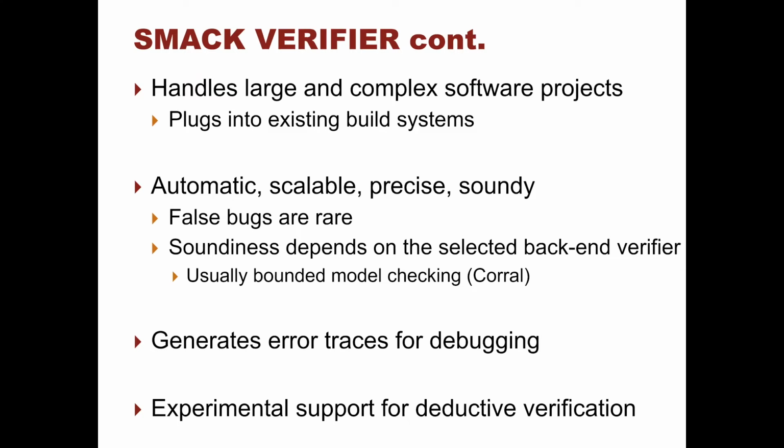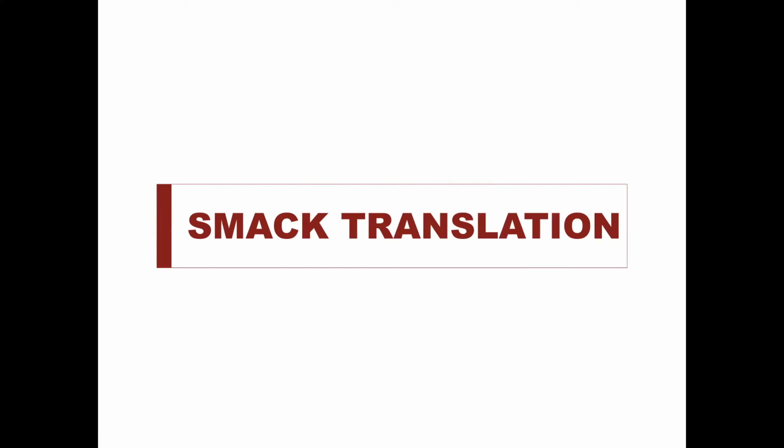We try to list all the assumptions we make in terms of soundness. In general, false bugs are quite rare. So its modeling is really precise. And then whether we miss bugs or not, that depends on the selected backend verifier. Usually we use Corral, which is bounded model checking. And so the typical reason why we might miss bugs is if we don't unroll loops enough. And then it generates error traces for debugging. And we have some experimental support for deductive verification with pre and post conditions, and it's something we want to work more on. Okay, so that's the overview of SMAC.